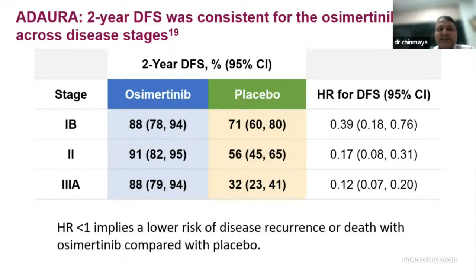So for the 2-year DFS, when they calculate in stage 1B, osimertinib versus placebo, the hazard ratio is 0.39. In stage 2, it is 0.17. In stage 3A, it is 0.12.